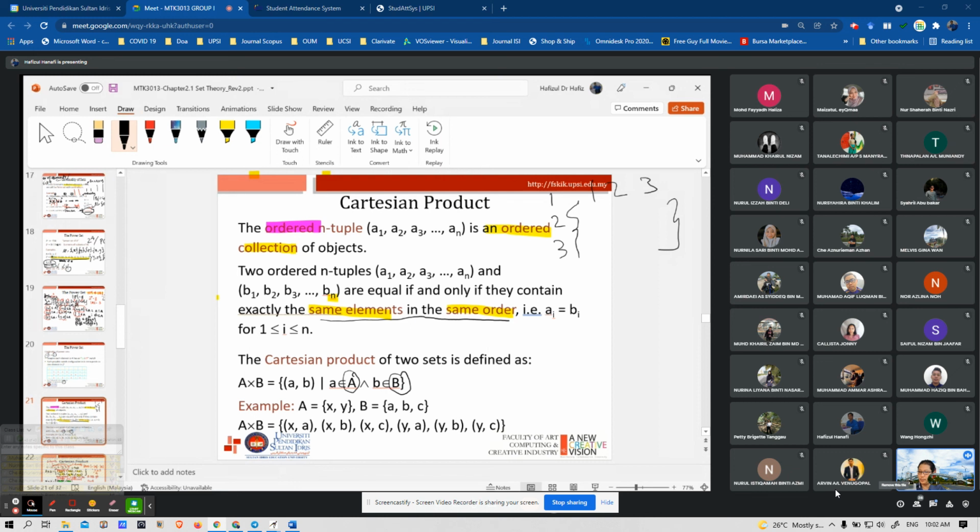Okay, for example, we have A = {X, Y}, B = {A, B, C}. And then for this one, we have X, Y, A, B, C. And then we have X A, X B, X C, Y A, Y B, Y C.